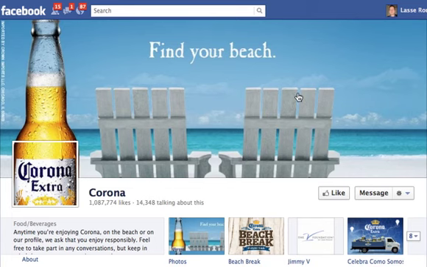This is Corona, facebook.com/Corona, and what they are doing here is that there's a phrase, find your beach. And most people love being on the beach, and that's why this picture is great. And you can see also the Corona bottle has water or humidity there, so it looks really, really good. What they are doing is combining this profile image with the cover image, so that's a great way of combining those two.